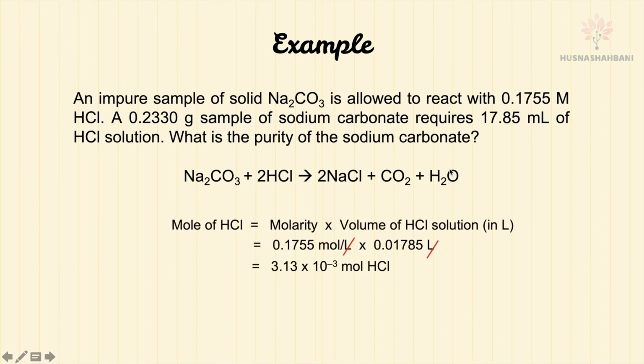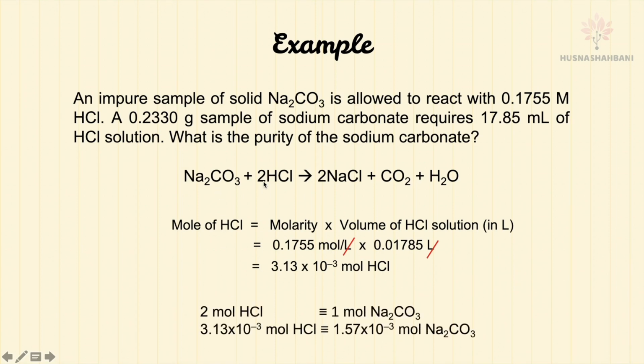First, convert into number of moles. We have the molarity, we have the volume of HCl, so we can get the number of moles of HCl. So now we have the number of moles of HCl, you can compare with the number of moles of sodium carbonate. 2 mole HCl produces 1 mole sodium carbonate. We have 3.13 times 10 to the power of negative 3 mole HCl. Cross multiply to get 1.57 times 10 to the power of negative 3 mole sodium carbonate.